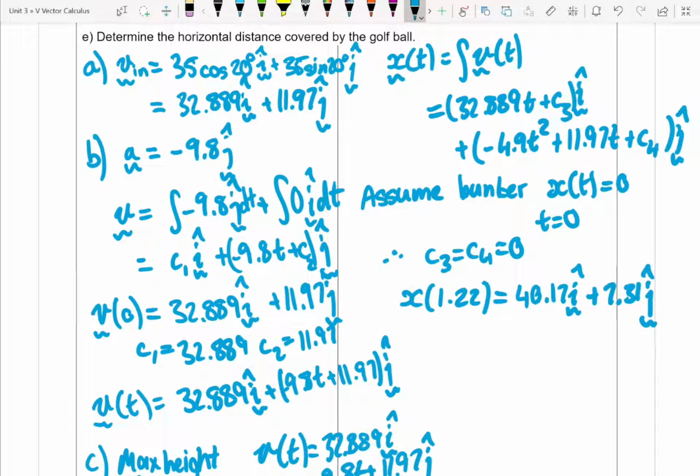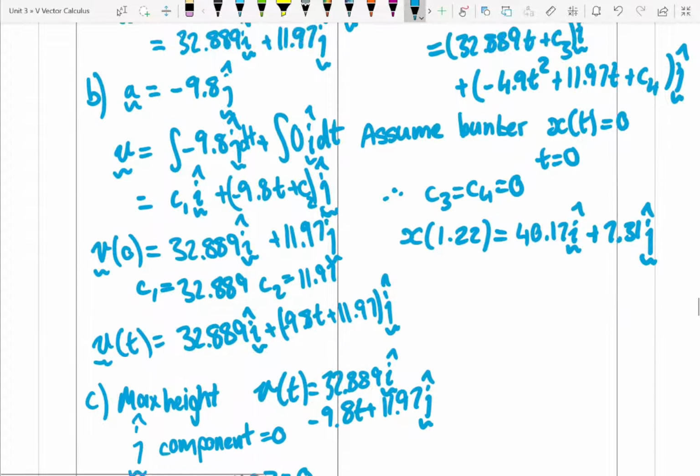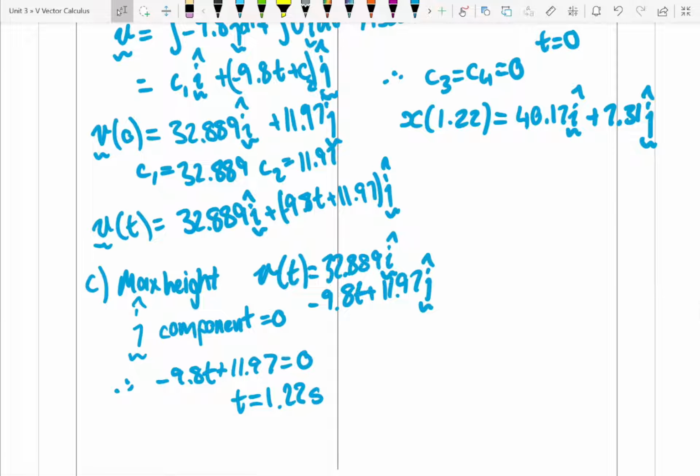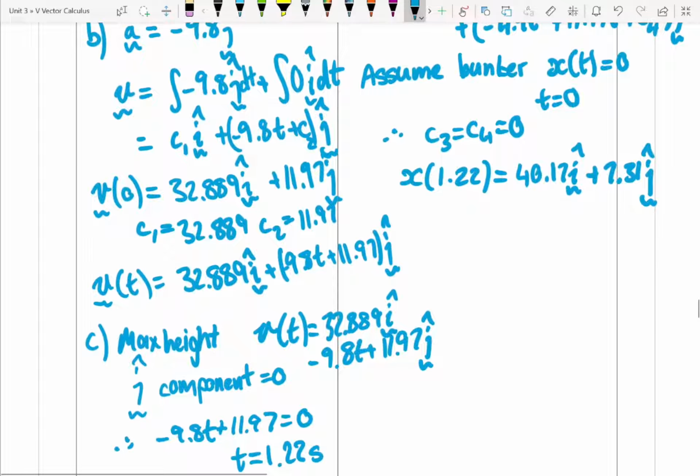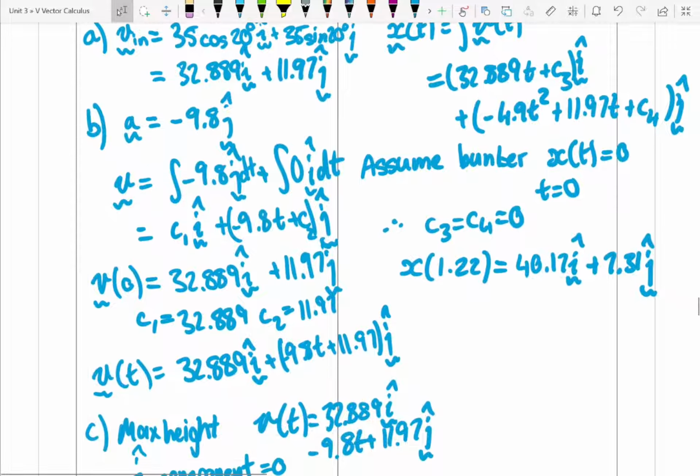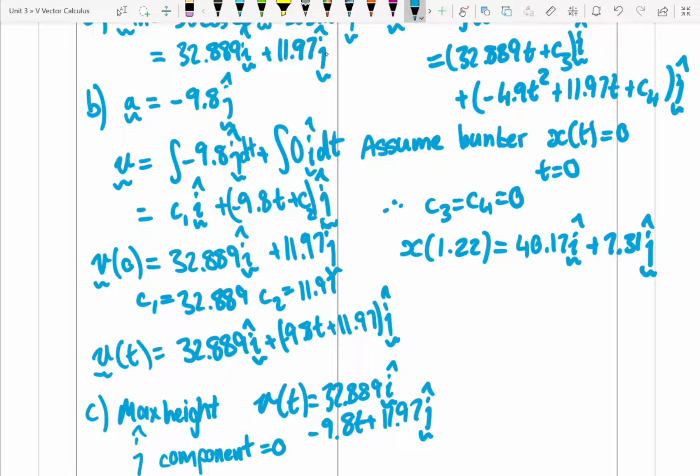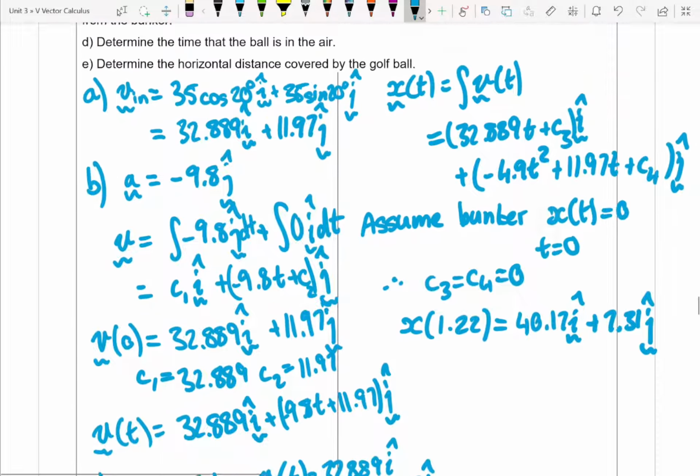So that's the position of x at its maximum, so x of 1.22. I actually used the exact value, which is 11.97 over 9.8 for that. That comes from down here. But even then, I would have had some rounding to get to 11.97. So you might get slightly different values to this.